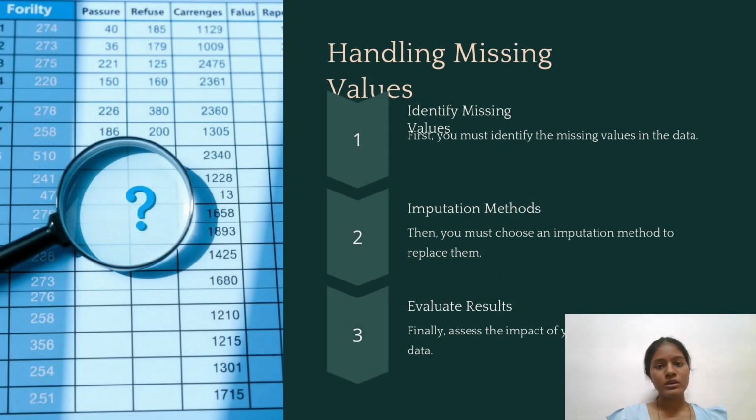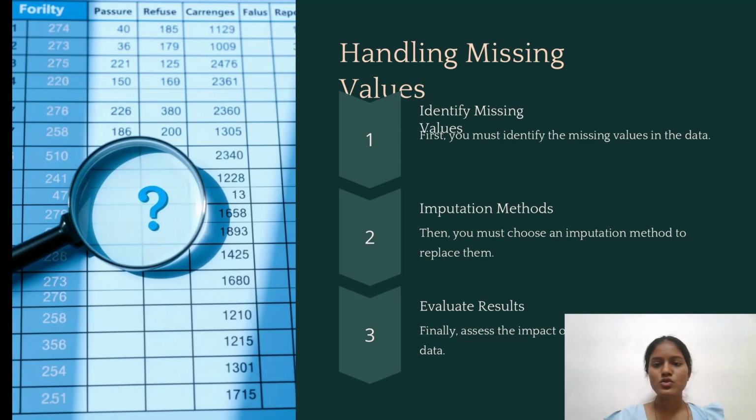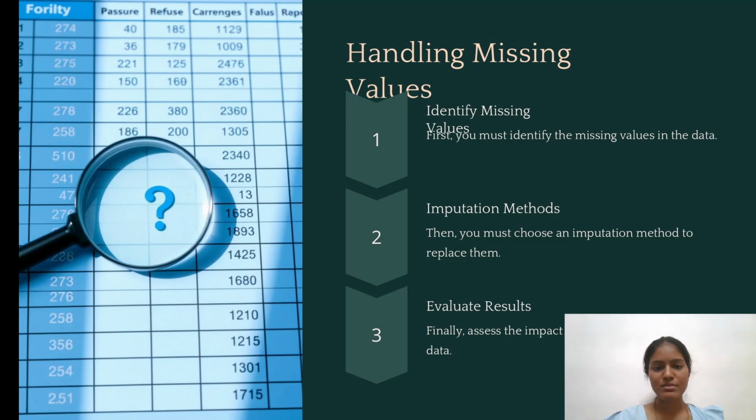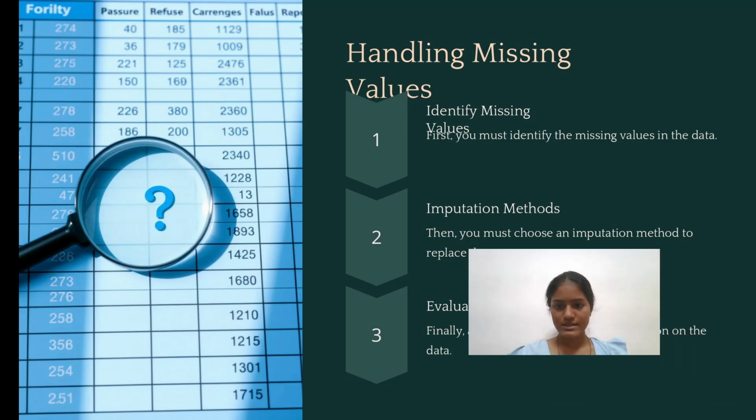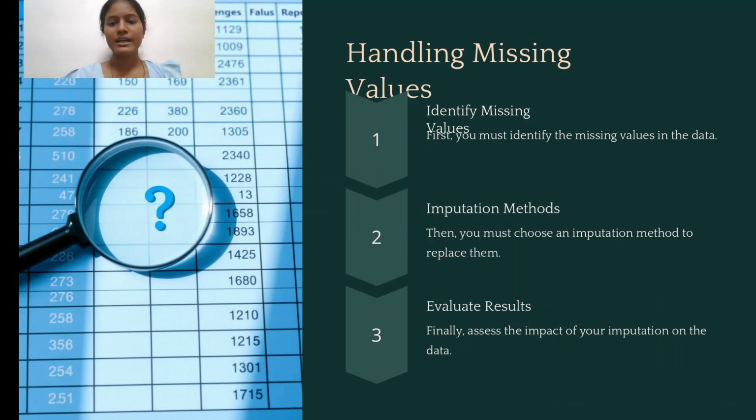Now how can one handle missing values? First, whatever missing values are in your data, you have to identify them. After that comes imputation: you must choose an imputation method to replace them. And in the third step you have to evaluate the result, that is, assess the impact of your imputation on the data.